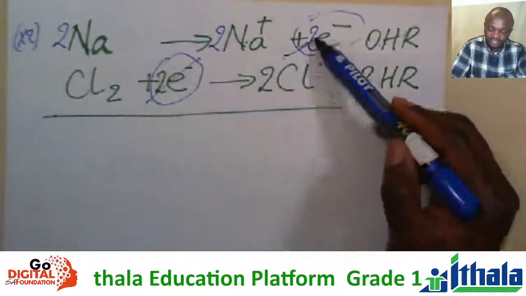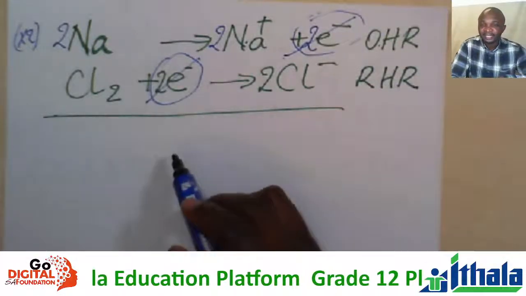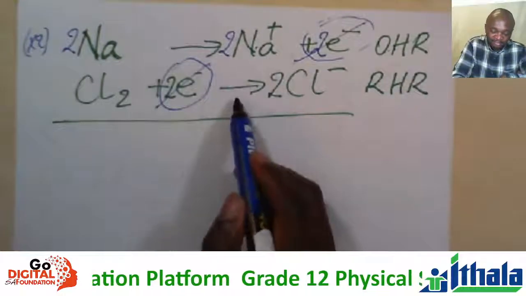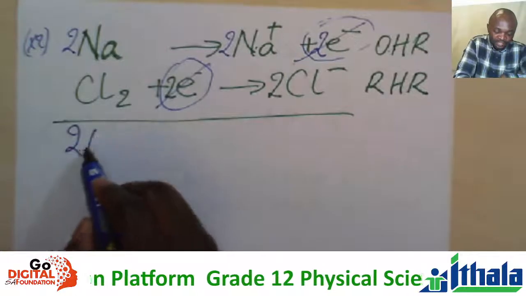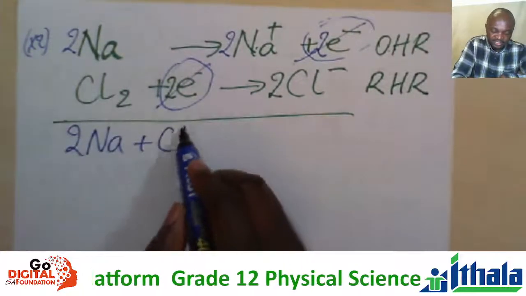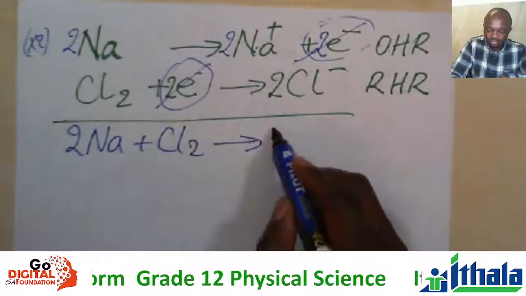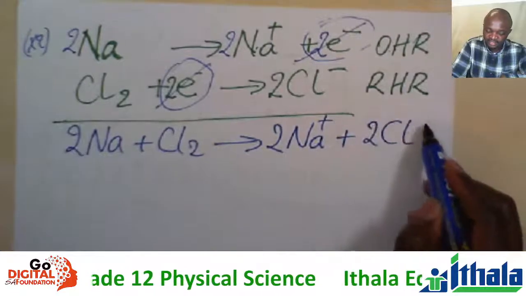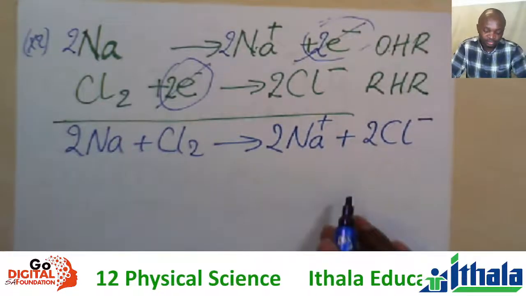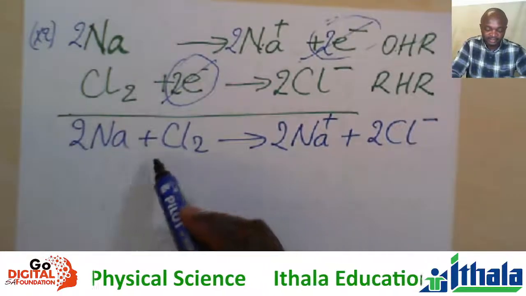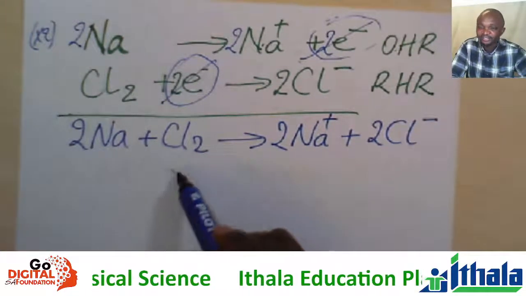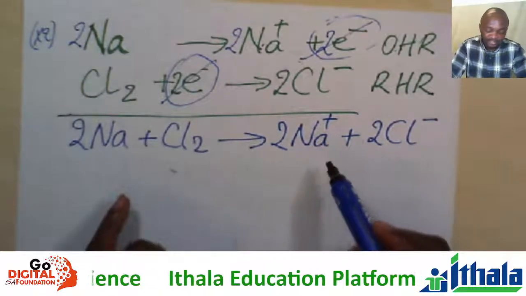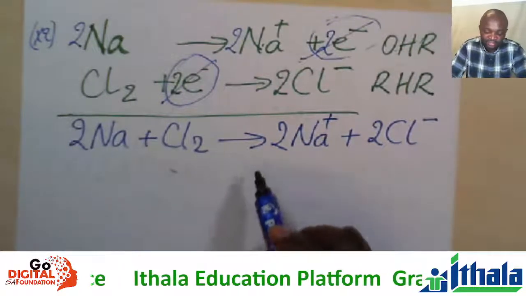So that means I can cancel this out, and then I write the net redox reaction. I repeat this on the left of the equation, before the arrows. So I have 2Na plus Cl2, then I write 2Na plus, and then plus 2Cl minus. Then I say this equation is balanced. This one has combined the oxidation half reaction and the reduction half reaction. So I say this one is the redox, or the net, or the overall redox reaction.